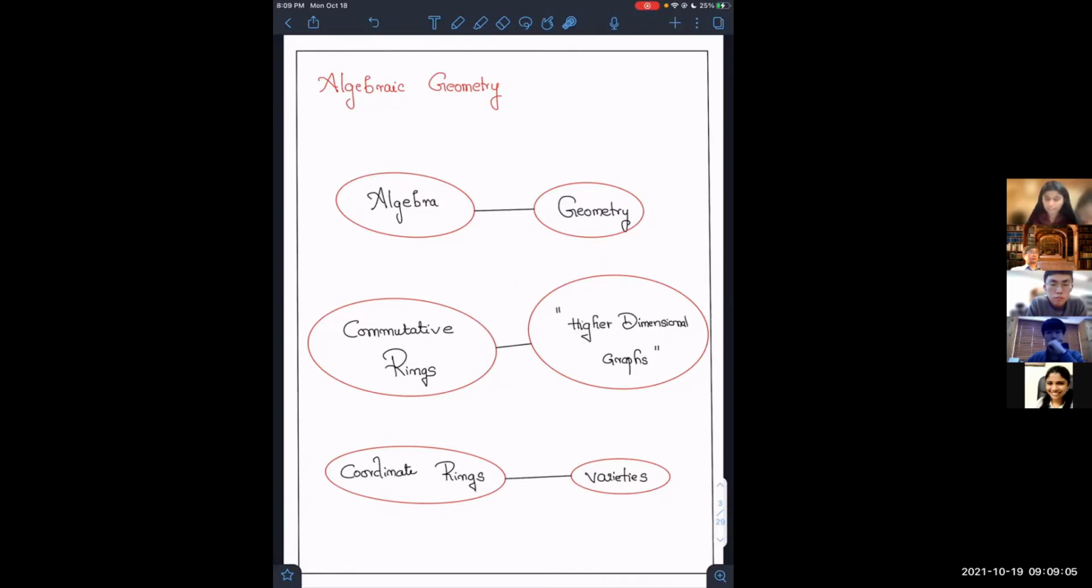These polynomials are elements of polynomial rings, right? So there is a way to assign a ring to these objects, and then using algebraic tools, we can study some properties or geometry of these objects that we want to understand. The objects that we study in algebraic geometry are called varieties, and the rings that we assign to these varieties are called coordinate rings. I'll define what varieties are and what coordinate rings mean.